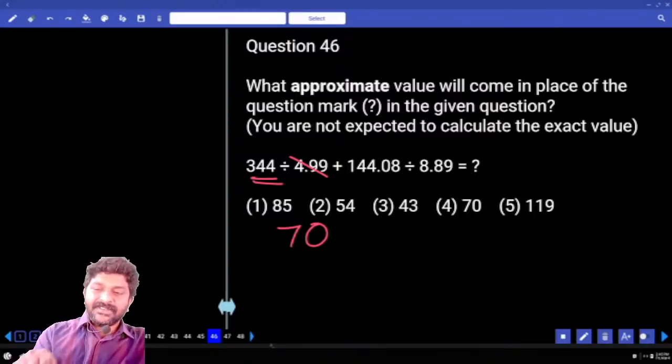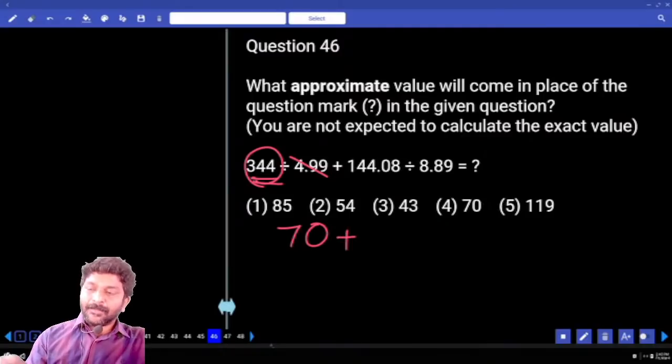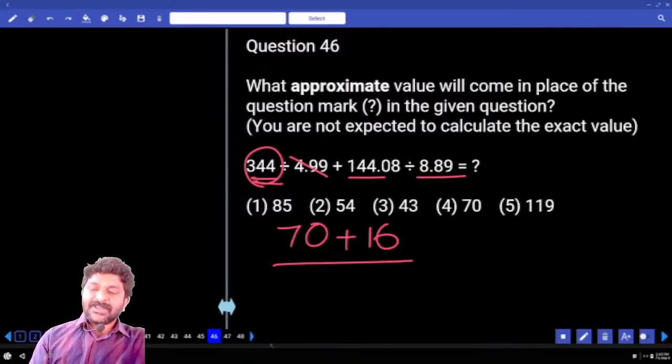But now as the number increased by 5, it has to be 69. But now we are taking it as 70, no problem. 144 divided by 9, how much is that? 16. So the answer should be nearby 86.